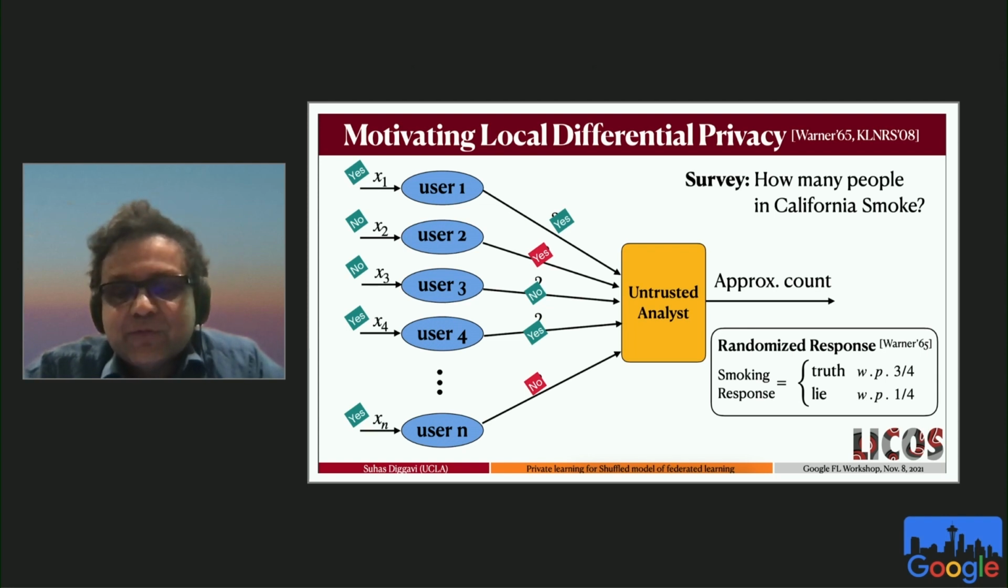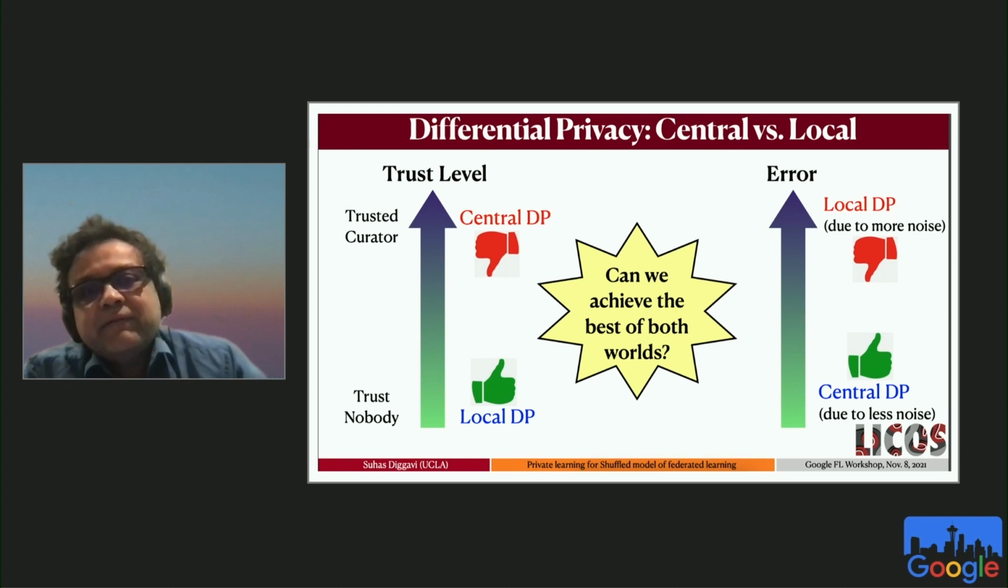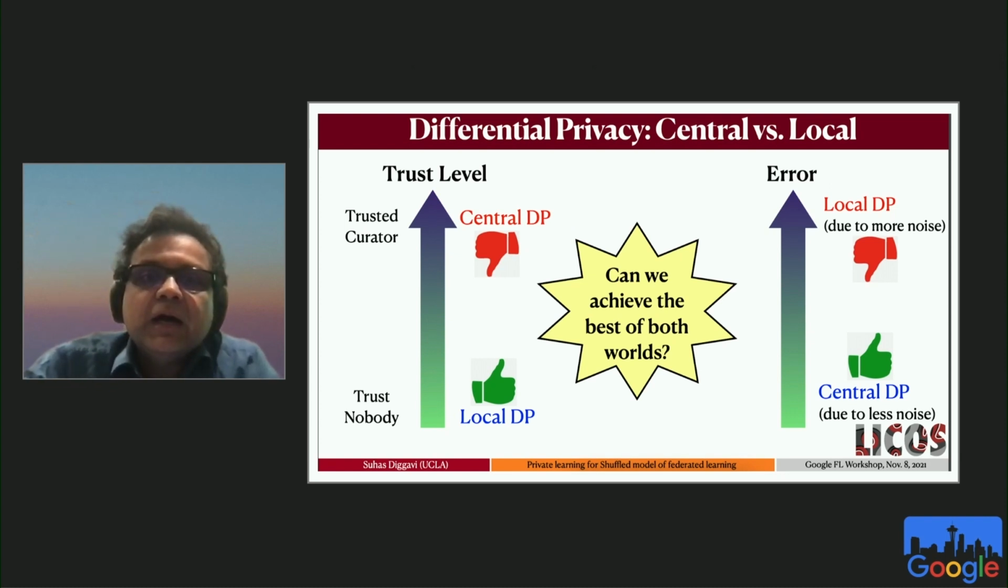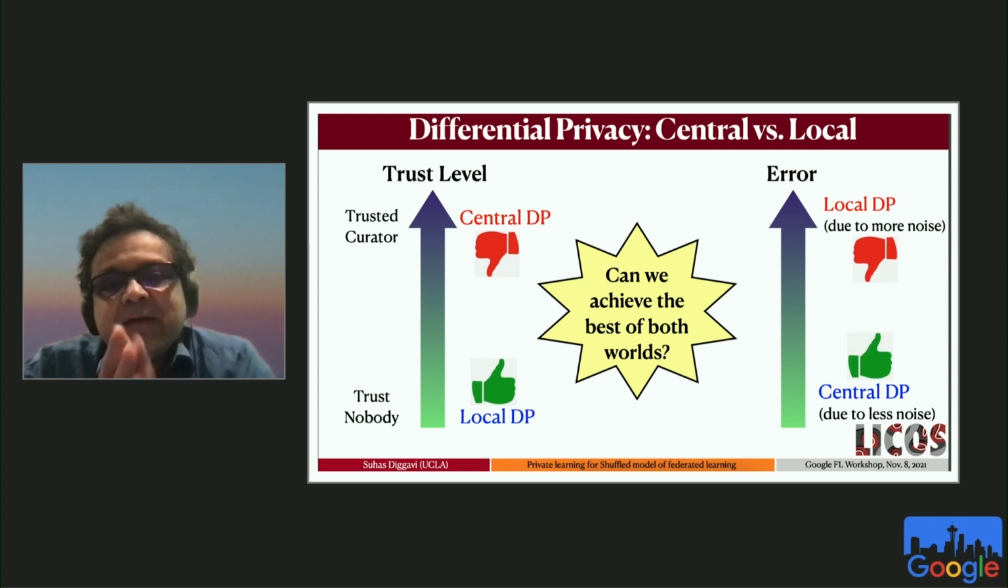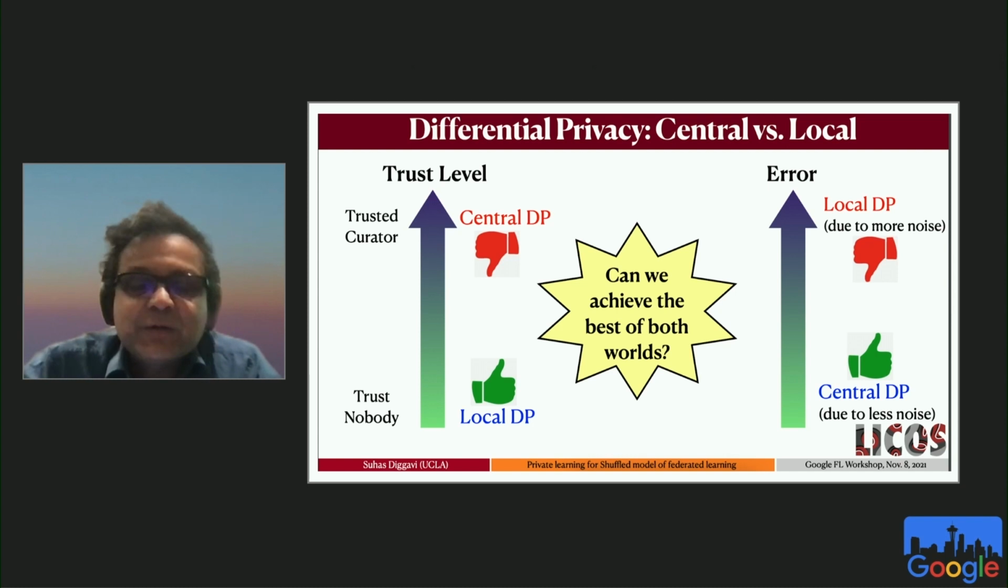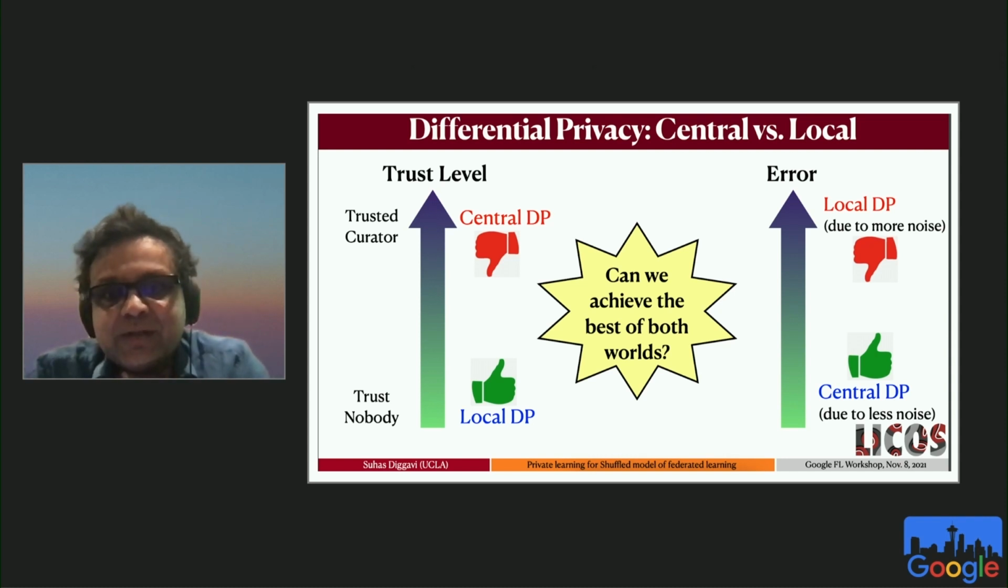This was done in the 60s in randomized response through surveys, private surveys, and so on. Next slide, please. So the advantages and disadvantages are the following. When you do local differential privacy, you don't trust anybody. When you do central privacy, as you said, we trust the curator. When you take into account error, because you don't trust anybody in the local differential privacy framework, you get poorer performance, and in central DP you could get less. Can we achieve the best of both worlds?